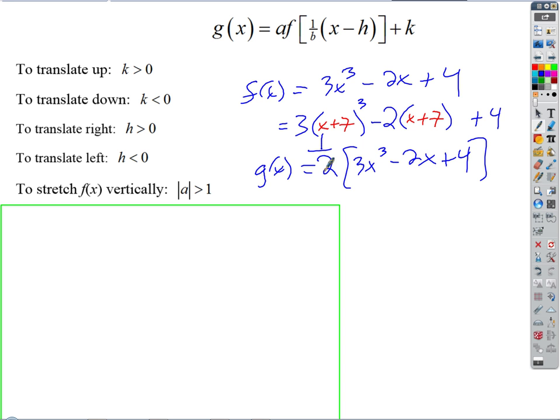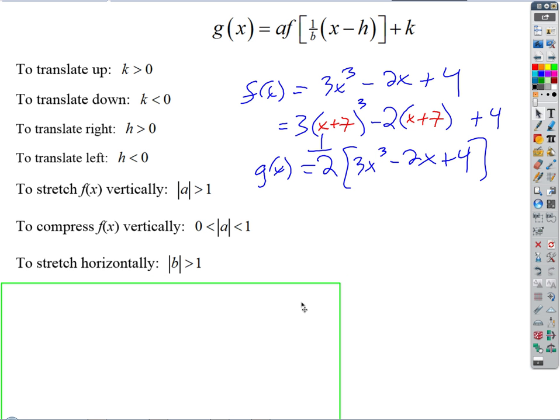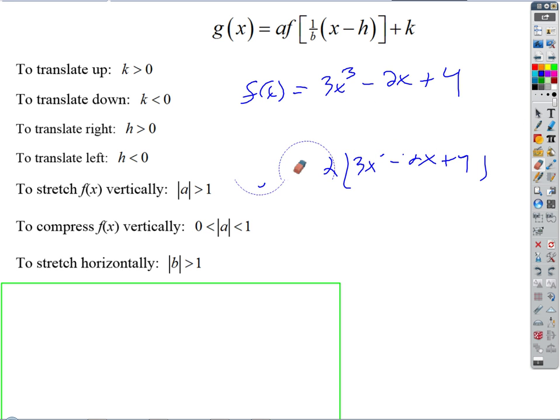We good so far? Okay, what about to stretch horizontally? That's B, isn't it? So compress is obviously what we did. Stretch horizontally, B is going to be greater than 1, right? So what does that mean up here then? B is just the number in front of x, right? So what would we do if I want to stretch this thing horizontally by a factor of 2? What am I going to substitute for all of the x's?